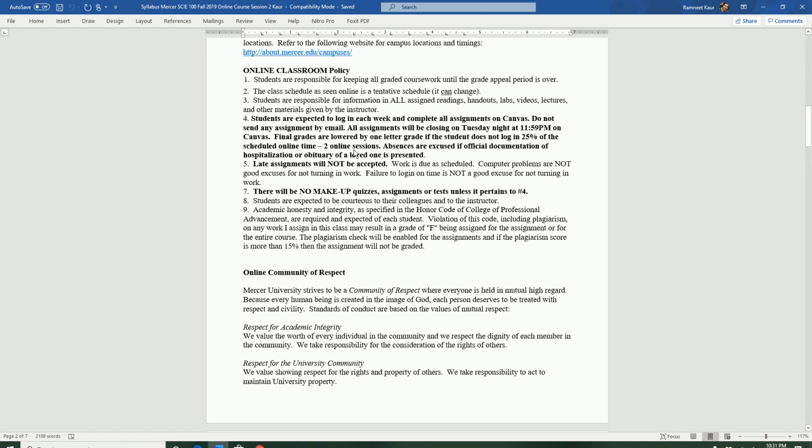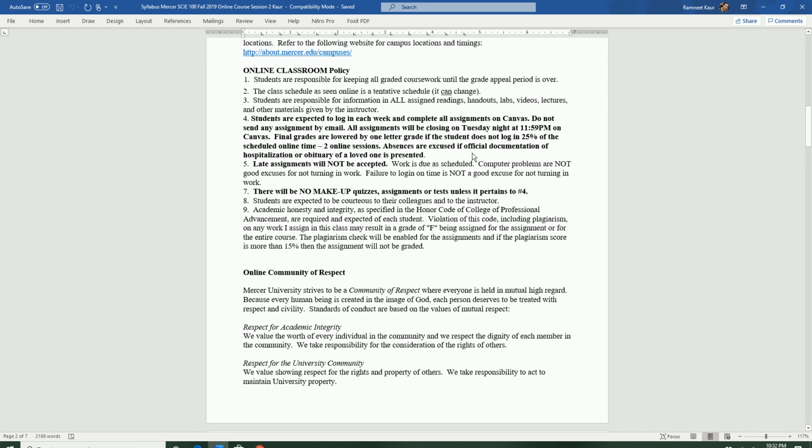Final grades are lowered by 1 letter grade if the student does not log in 25% of the scheduled online time, 2 online sessions. If you miss 2 online sessions, which means 25% of the time, then your letter grade is going to be lowered by 1 letter grade. Okay, so please don't be absent from the online class, and your presence or absence is going to be on the basis of the submission of your assignments.